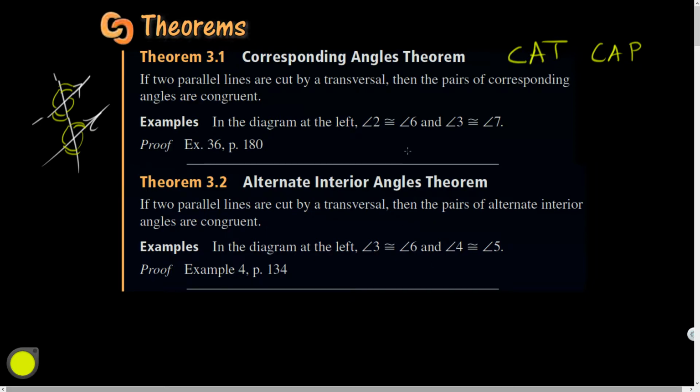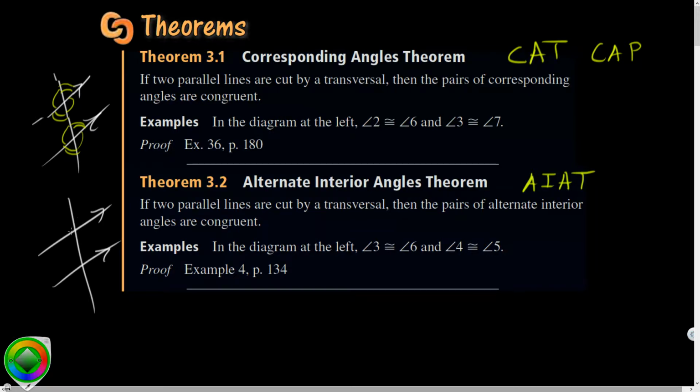So, alternate interior angles theorem. It says if two parallel lines are cut by a transversal, then the pairs of alternate interior angles are congruent. So here and here, those are congruent to each other, and here, those are congruent to each other.